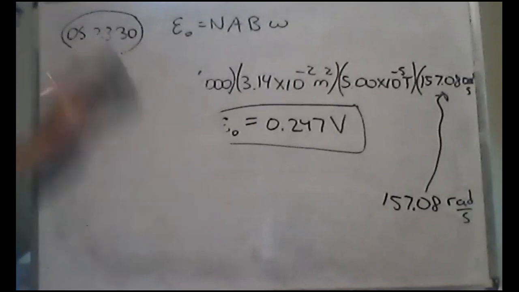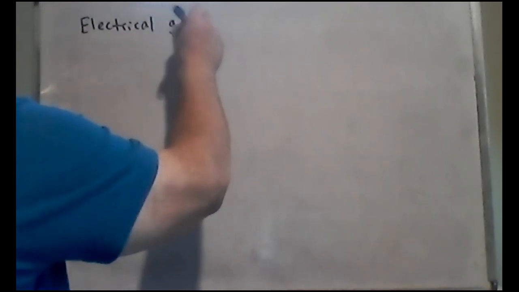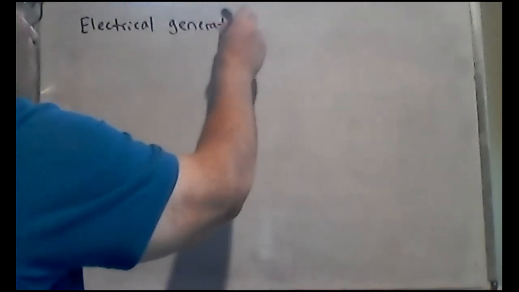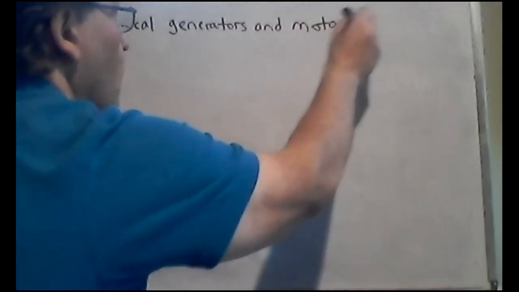Now, as I said when I did the derivation for the electrical generator, it's very similar to that of a motor, right? And so we go back to a motor. So again, electrical generators and motors have a very similar construction.